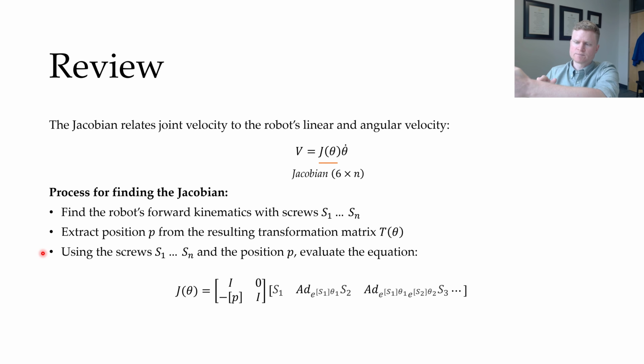The main steps for finding the Jacobian: first, you're going to want to find the screws for each of the different joints. And those screws describe the axis of motion for those different joints. Next, you'll want to find your forward kinematics and then extract from your forward kinematics the position vector. This position vector will be used along with the screws in the formula you see at the bottom of the slide. And this is the key formula that we have derived for finding our Jacobian matrix.